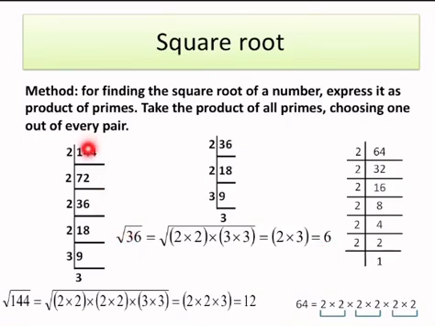Similarly here also, in the case of 144, if we find the factors of 144, we get 2 into 2 into 2 into 2 into 3 into 3, and we choose one out of every pair, that is 2 into 2 into 3, which is equal to 12. Similarly in this, I have left it over here. You have to find out the square root of 64. So this is how we are going to solve the square root. So thank you students, thank you for listening.